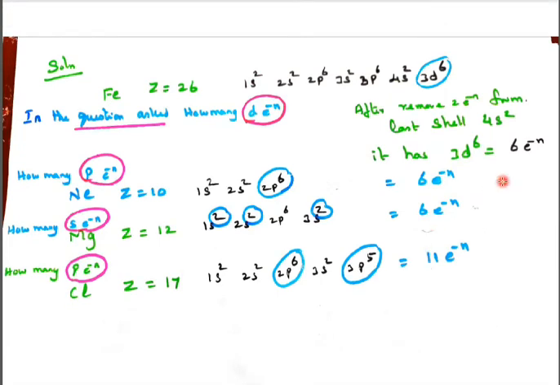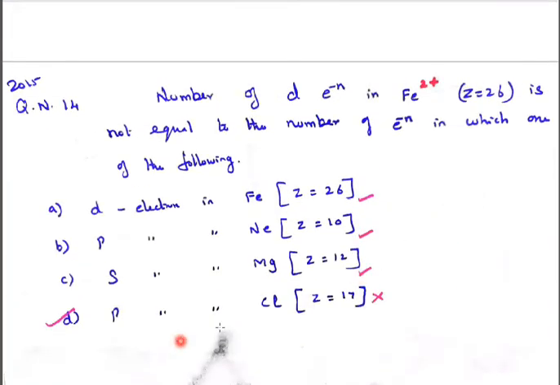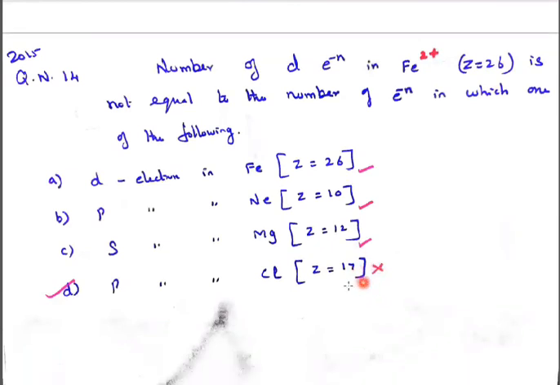Odd number means not matching. Here out of 4 it is not matching. So here it is chlorine, whose p electrons are not an equal number of electrons. So this is the correct answer.